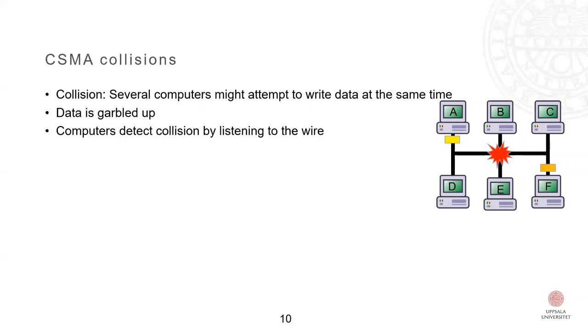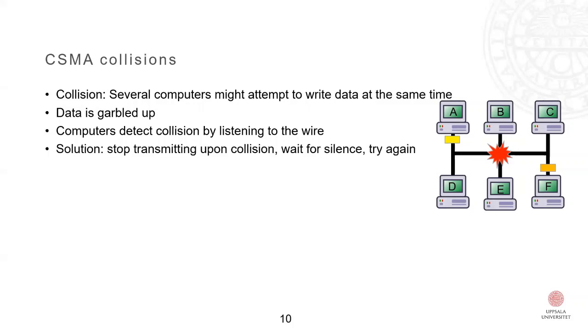And the computers can check that the collision has appeared by checking the wire. They check the signal that is present on the wire and will see that it is different, for example, from the message that they had sent. So they realize that a collision has appeared.